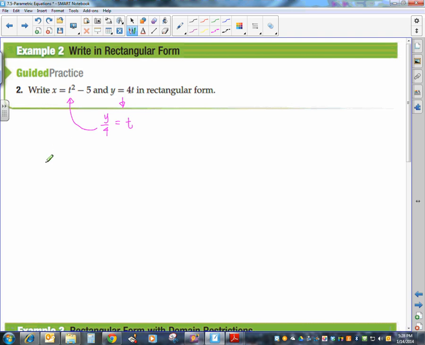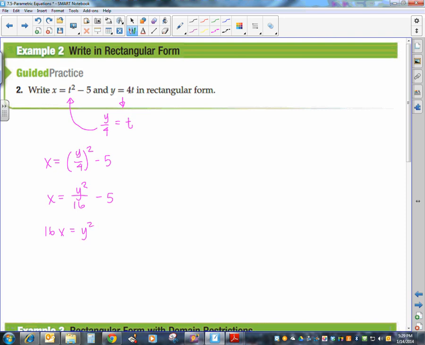And when I do that, I'm going to have x equals (y over 4) squared minus 5. So that says x equals y squared over 16 minus 5. And to put our rectangular equation in rectangular form, we're going to solve it for y. So I'm going to clear up my fraction by multiplying by 16.